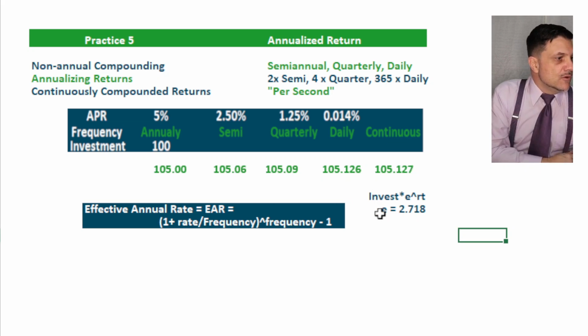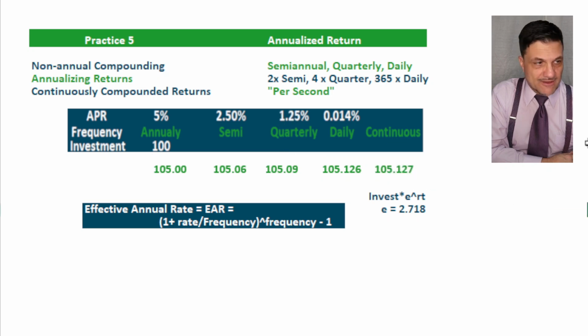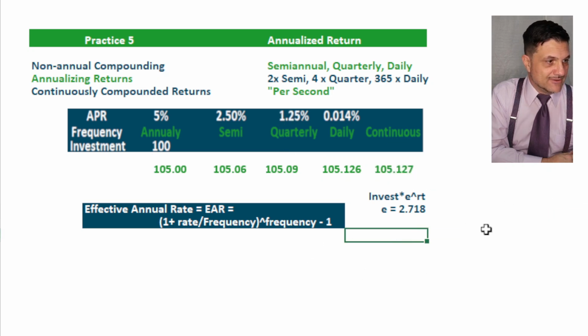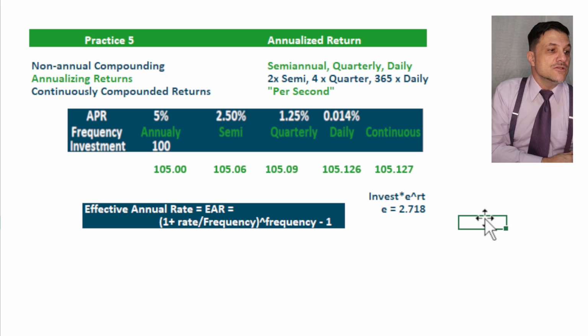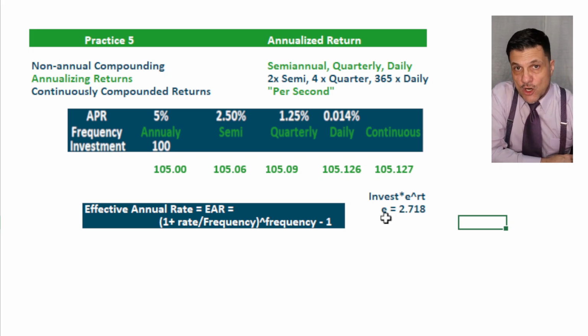So what I want to stress here is the following: how to compute continuous compounding. How do I do continuous compounding, right? You can do it the following way. You can use the formula, look: investment times e, the constant e, to the power of rt, okay? And e equals 2.718. Put that in your pocket, friends. The constant e is equal to 2.718.